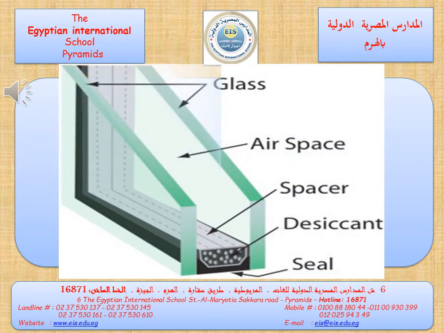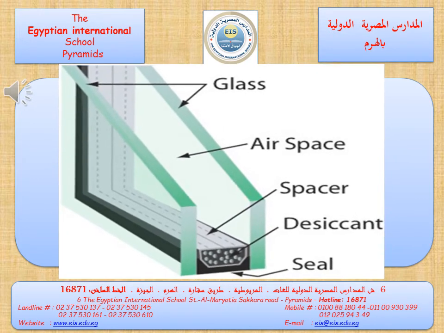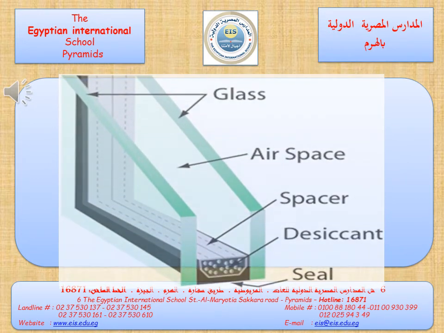Give reason why there is a space between the two glass sheets filled with air in the insulating glass window. The answer: to prevent any leakage of heat. Again, to prevent any leakage of heat.